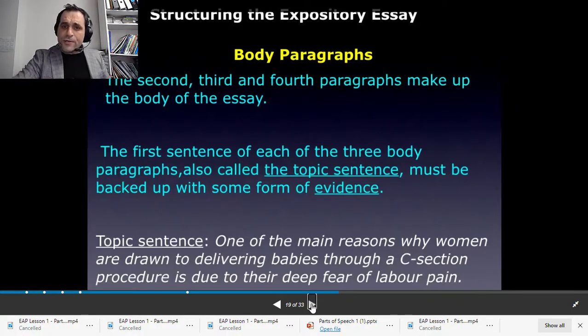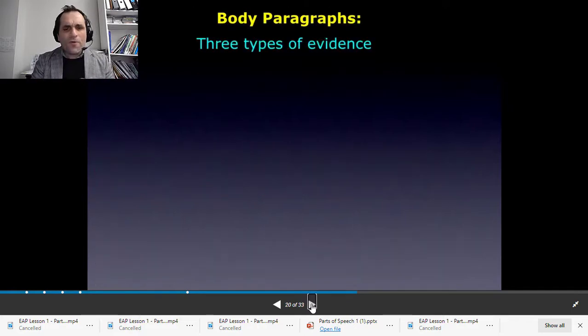Now I need to support that with evidence. It is not enough to say, one of the main reasons why women are drawn to C-section delivery is their deep fear of labor pain, and that's it. That's not enough. Nobody is going to take you seriously if you do that. We need to give facts to support this idea. So, how do we do that? How do we provide evidence?